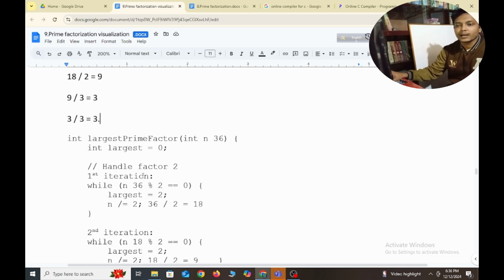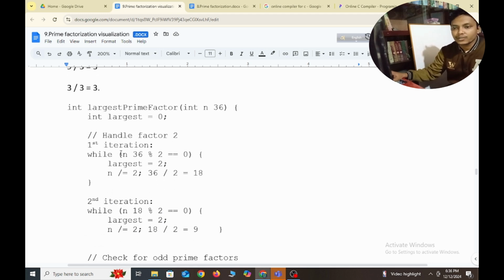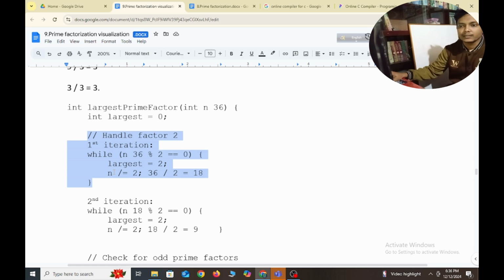So let's see how it works. So you can see the loops and functions here, guys, and we make a comment, okay? So handle factor 2, okay? So we need to know how many times 2 can divide that number. So 36 modulus 2 equals 0 if it's true. If we know that 36 can evenly be divided by 2, okay? So for largest factor, we are assuming that 2 is the largest factor, okay? And we have declared a variable largest, and it holds the value 0, okay?